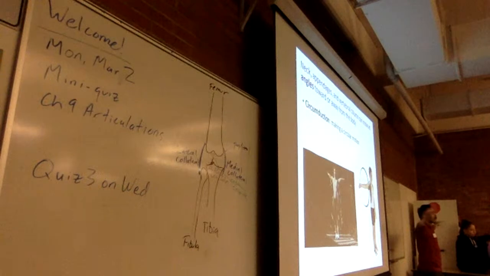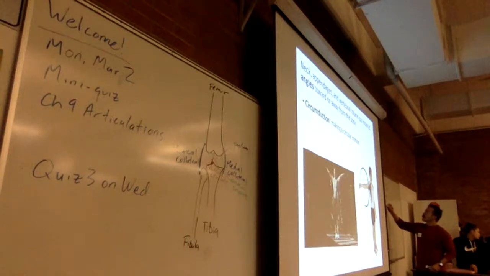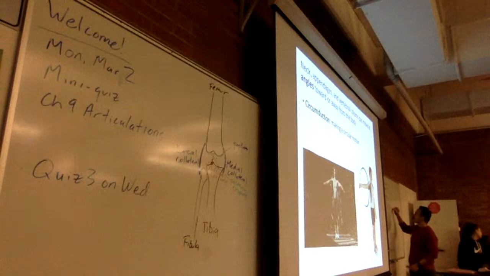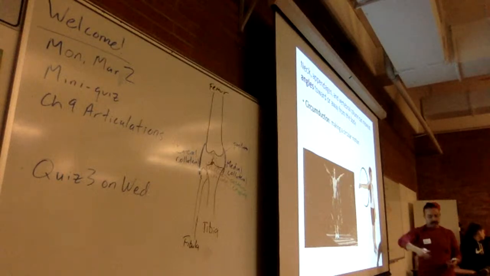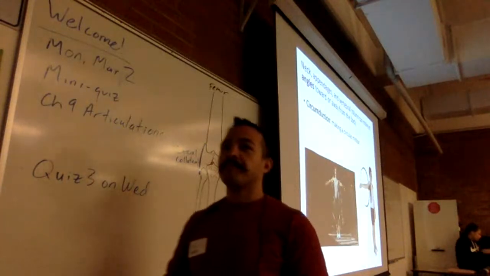If you move your arms or legs in a circle, either direction, that's circumduction. Like you find the circumference of something, you're finding the perimeter, the border, circumduction.